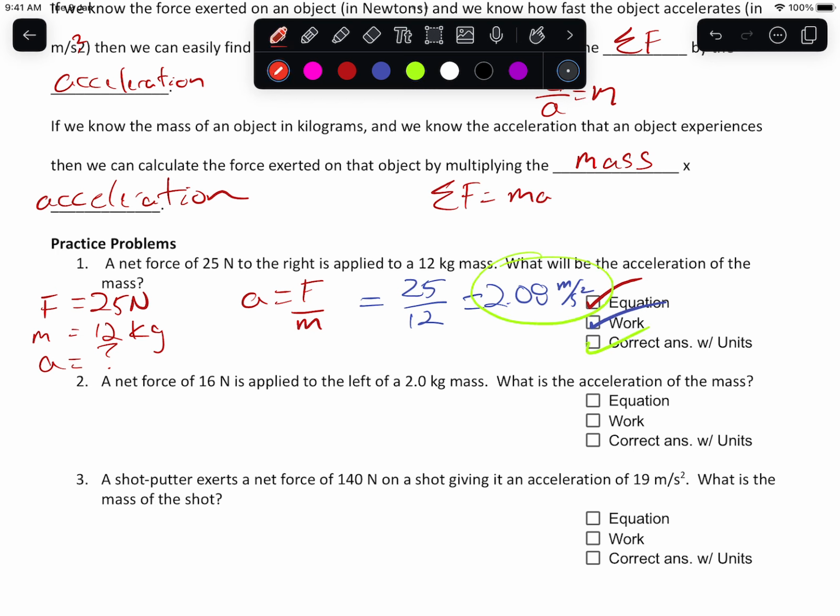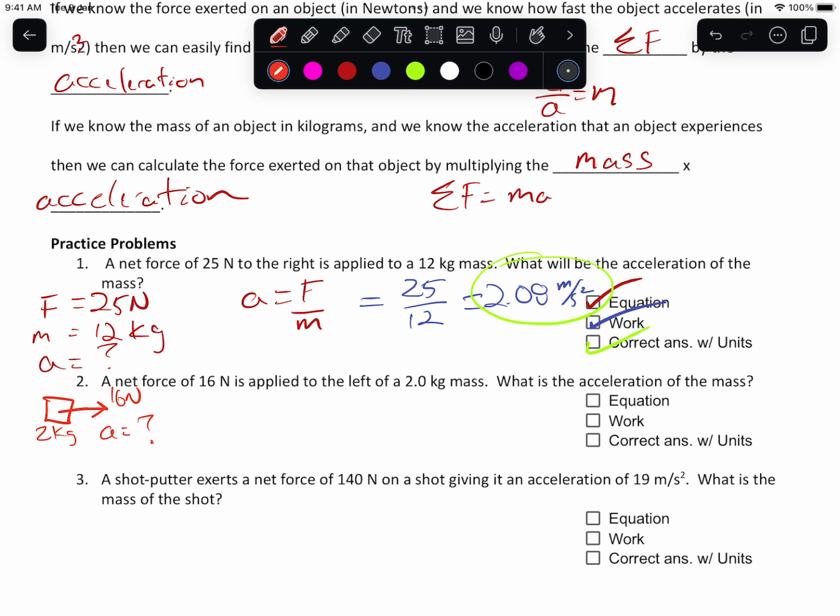Beautiful. Next, a net force of 60 newtons is applied to the left of a 2 kilogram mass. What is the acceleration of the mass? Sometimes you can draw a little picture. And say I've got a force pushing from the left. It's going to go that way. 16 newtons. The mass is 2 kg. And I don't know my acceleration.